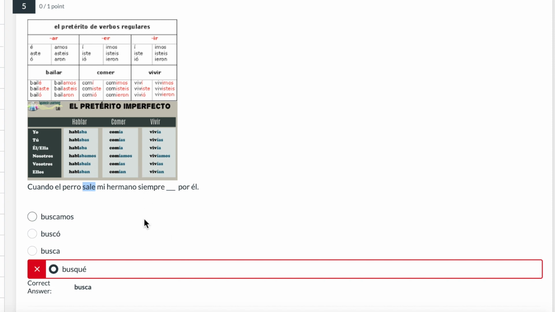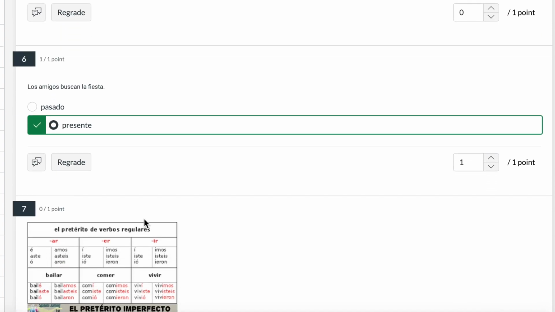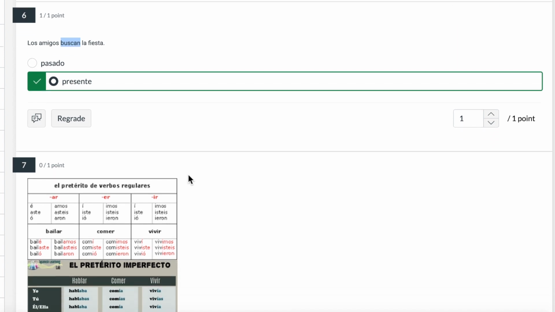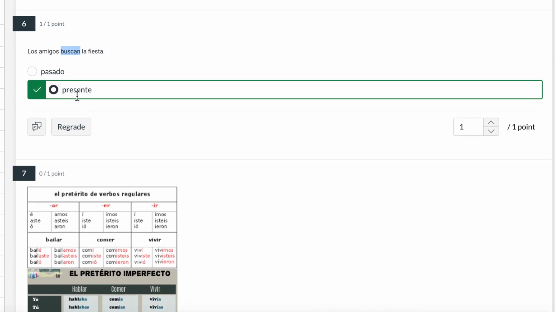That one's a little hard, I'll give you that. Los amigos buscan la fiesta. So our verb is buscan: the friends search for the party. What's buscan? Is it present or is it past? Buscan is present tense.